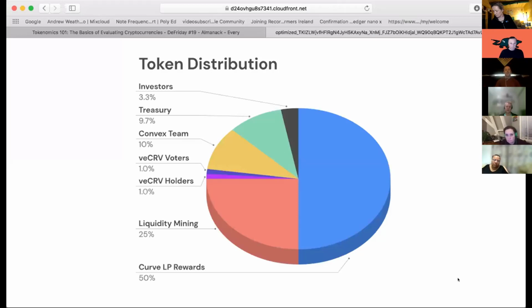So here's the distribution of the tokenomics in this. The investors get 3.3. The treasury gets 9.7. The actual team takes 10%. Obviously, they got to be paid. If you vote on a protocol, you get 1% for contributing the vote, and the holders get 1. Now, the lion's share goes to the miners and to the LP, the liquidity pool rewards. So if you're mining, you're going to get 25% of the total pool. And if you lock these into a liquidity pool, the lion's share, the 50%, goes to the people that provided the liquidity. So that kind of gives you a nice pie chart showing you how that's all sliced up.